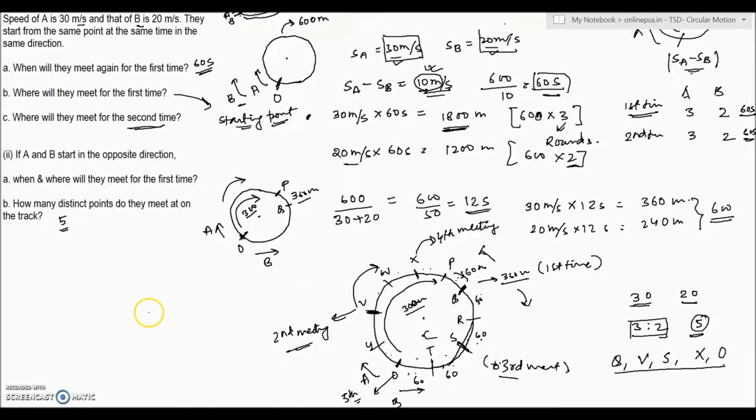If the ratio of speed would have been, say, the speeds would have been 40 is to 4, in that case, the simplest terms you can write it as 10 is to 1. And if they are moving in the opposite directions, the number of meeting points will be 11. And if they are moving in the same direction, in that case the number of meeting points will be 10 minus 1, which is 9 points.